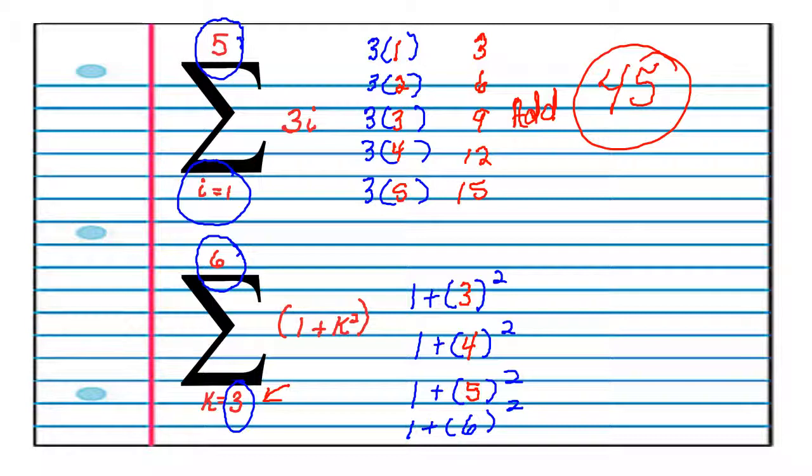Okay, so 9 plus 1 is 10, 16 plus 1 is 17, 25 and 1 is 26, 36 and 1 is 37. Get my handy dandy little mental math going. 10 and 17 is 27, and 26 is 53, and 37 is 90. And there we have the sum.